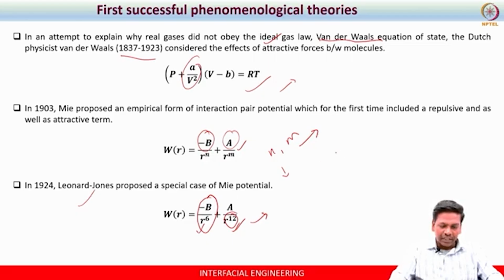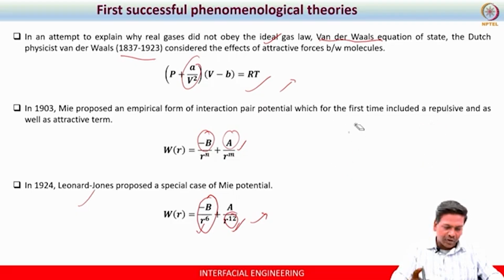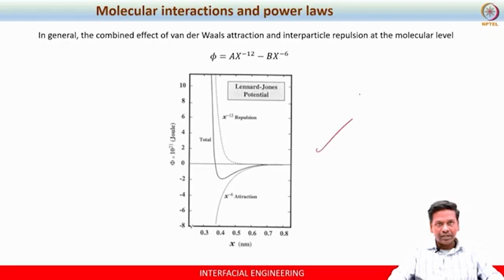This indicates that the repulsive force goes something like this, which is very steep, something like a hard sphere potential. So here r power m can be any number as large as possible, but r power 12 was just used to make it easier to calculate the potential computationally. So this is about the Lennard-Jones potential. Minus B over r power 6 is basically the attractive term, and A over r power 12 is basically the repulsive term. Now we know the combined effect of van der Waals attraction and repulsion at the molecular level.